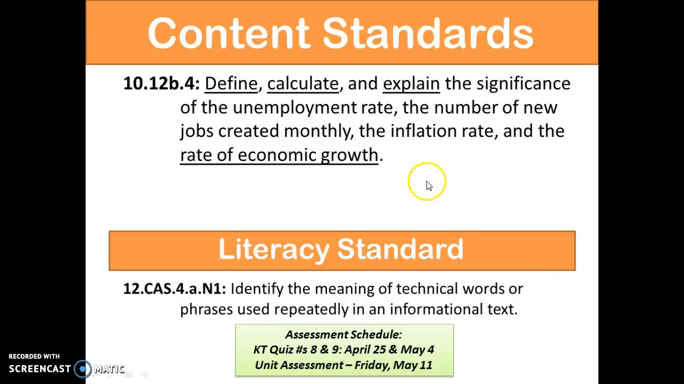This ties in with our one content standard here. We're looking at the rate of economic growth. That is GDP. And we have key terms as well. We'll have key terms quiz 8 and 9. The first one coming up here is on Wednesday, April 25th.